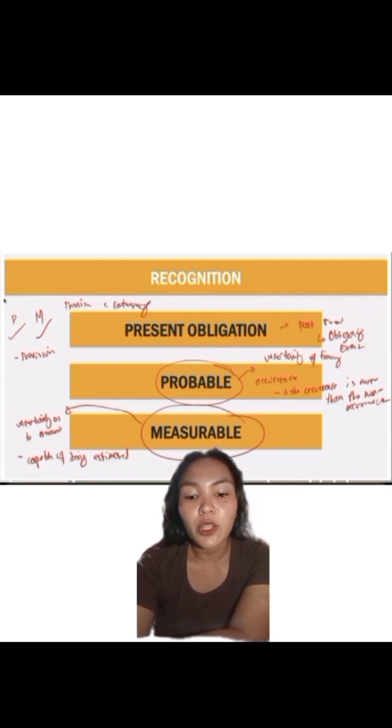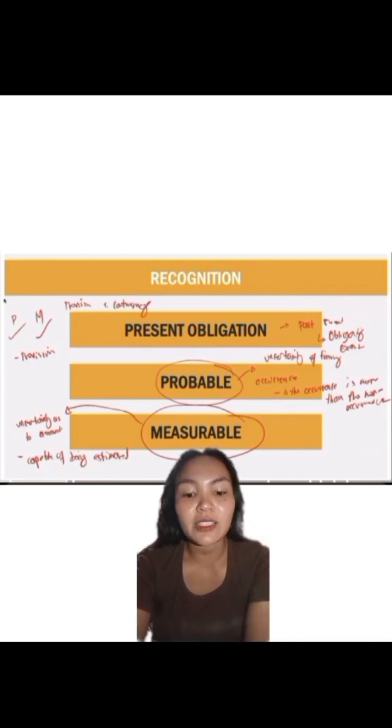Let's remember that when the two items are present, we have provisions. If it is probable but not measurable, it is a contingency, and if it is not probable but measurable, it is also a contingency.